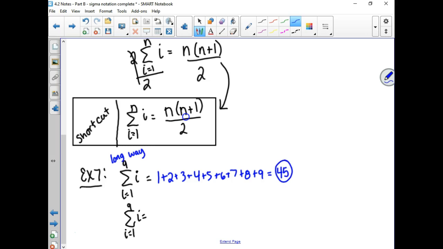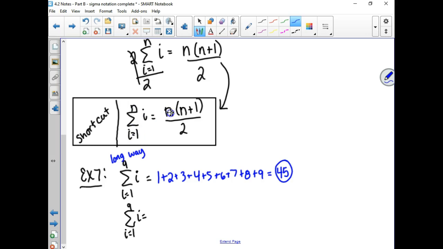So that's the long way to do that problem. It's really not that bad to just do that the long way. So if you have something like this, you could do it the long way. But if you have, let's say, 100 and we didn't have a calculator, that's going to take a really long time.